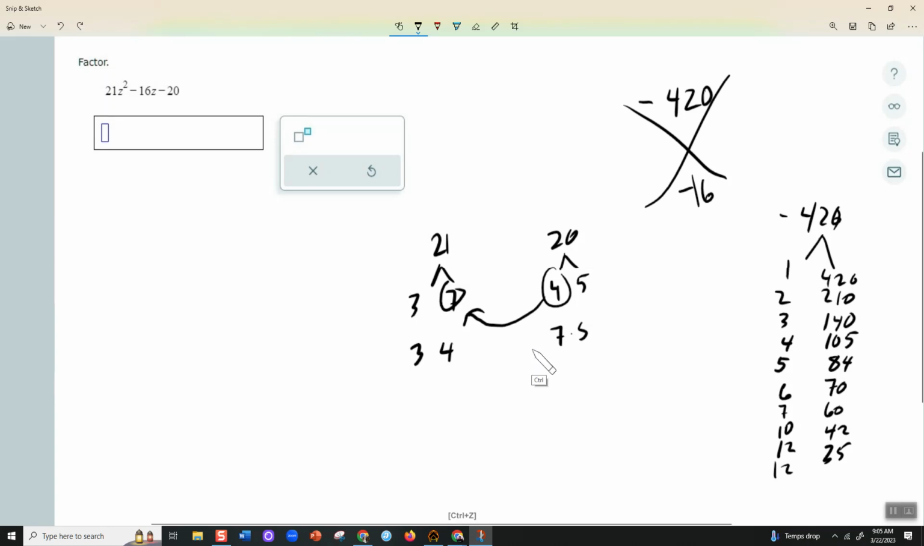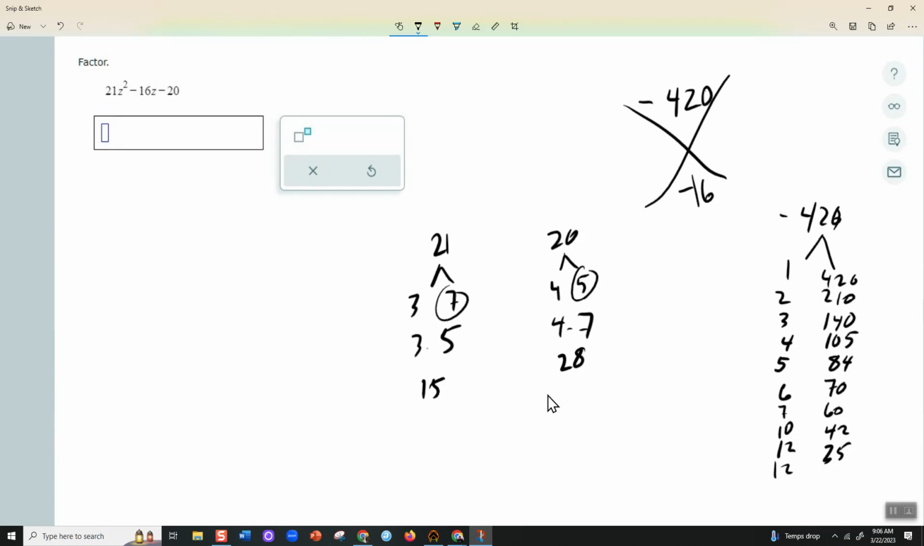Let's try another combination of these factors. Let's switch the 5 and the 3. So that would give me 5 times, oh, that's the same thing. How about switching the 5 and the 7? So that would give me 3 times 5 and 4 times 7, 15 and 28. Minus 15 is 13. That's close.